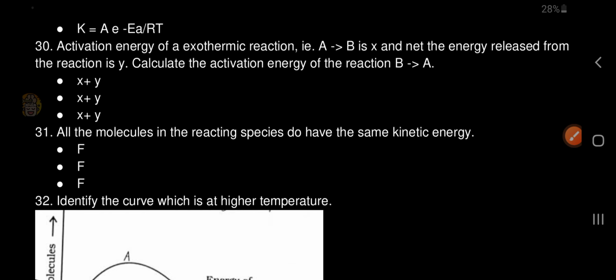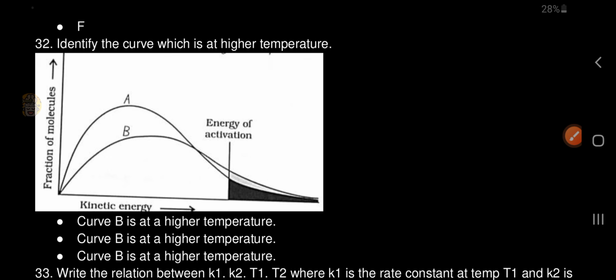False. Identify the curve which is at high temperature. Curve B is at high temperature.